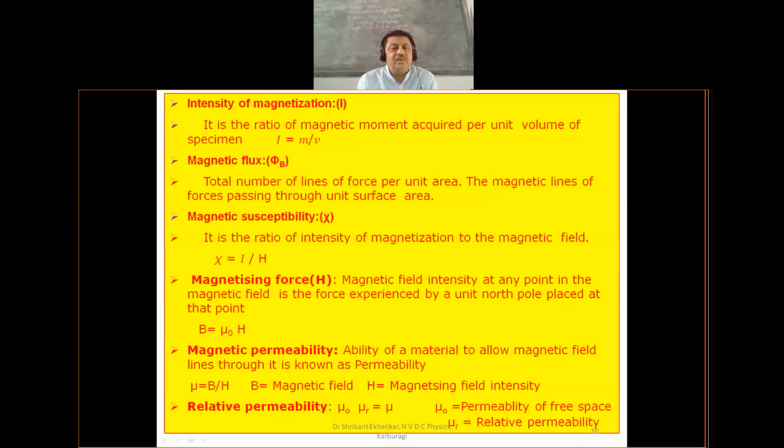So these are the 4-5 terms which we need to define. Intensity of magnetization I is equal to m by v, magnetic flux phi b, susceptibility chi is equal to I by H, magnetic force H is related to magnetic field, B is equal to mu naught H, magnetic permeability mu is equal to B by H, and mu is equal to mu naught into mu R. So these are the terms that we need to know.